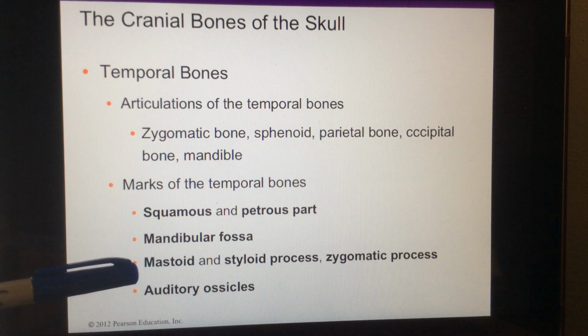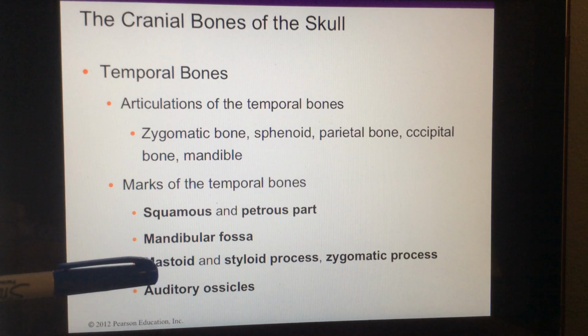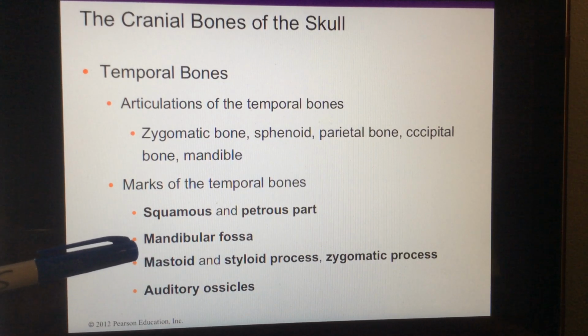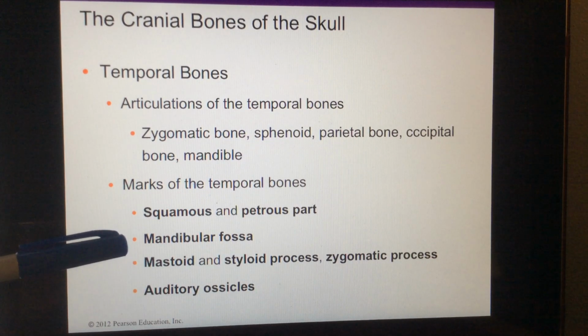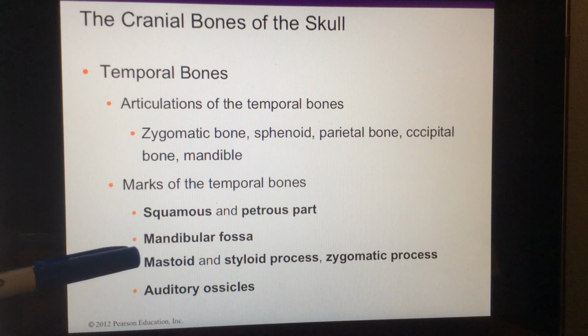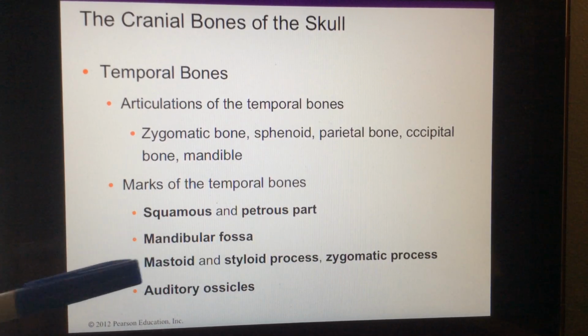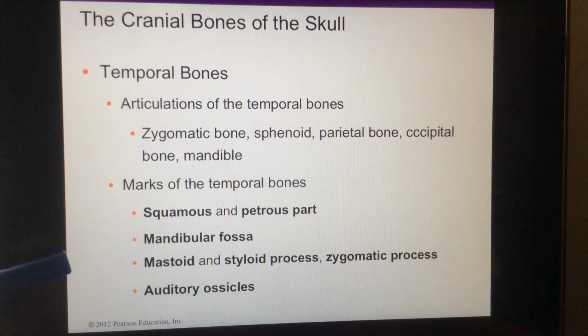You have the mastoid and the styloid process, so that rounded bump. It's very easy to palpate. Mastoid is a root word for breast-like shape. And it provides muscle attachment to rotate or extend the head. The zygomatic process will create part of the cheekbone.